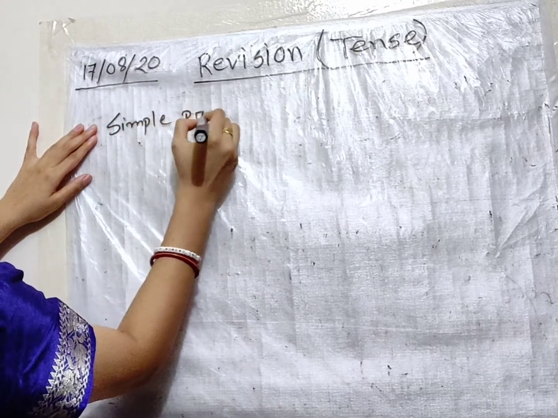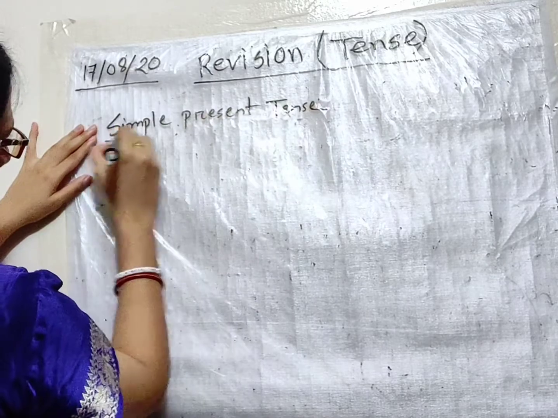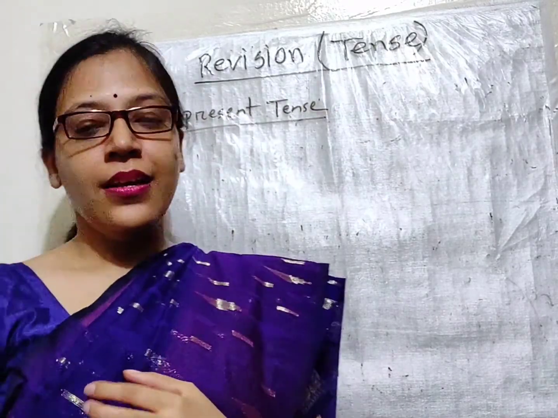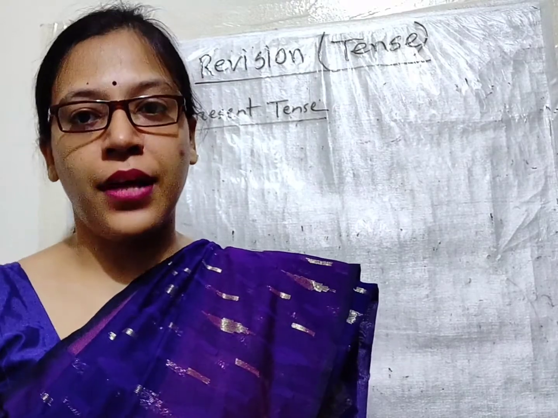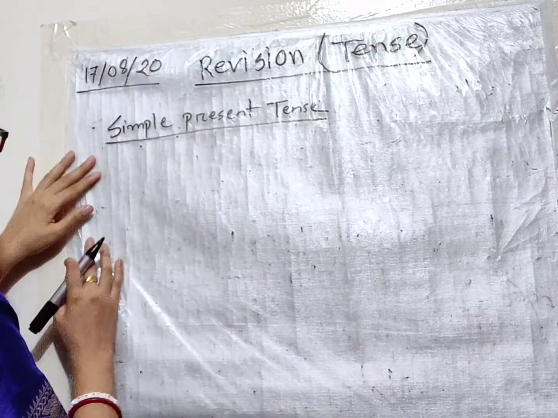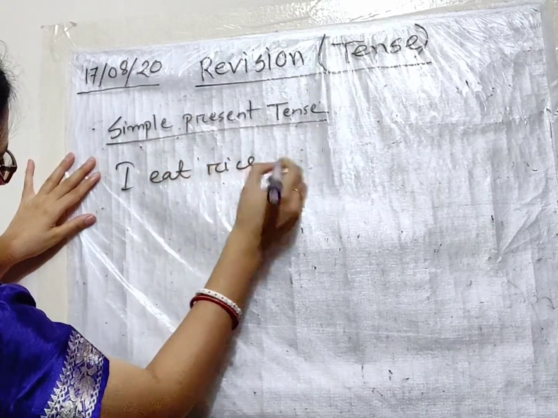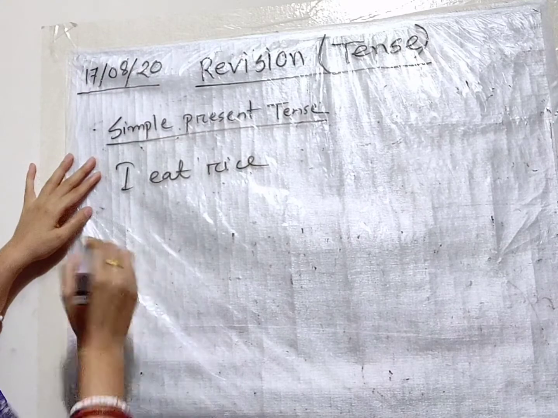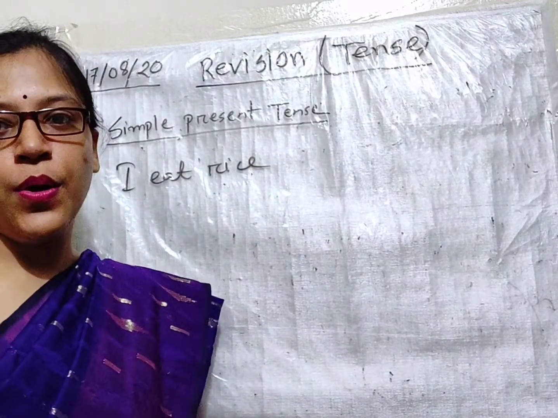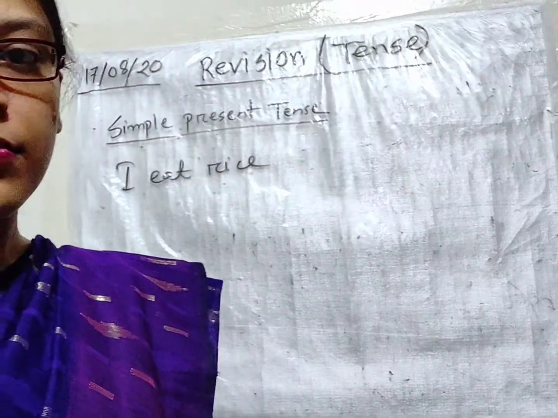Number one is simple present tense. Simple present tense means the action that is happening now. For example, I eat rice, right? This is something that you are doing now. So it is simple present tense.